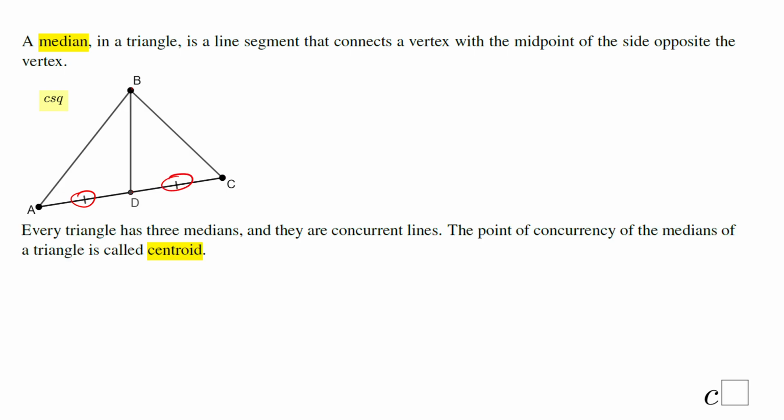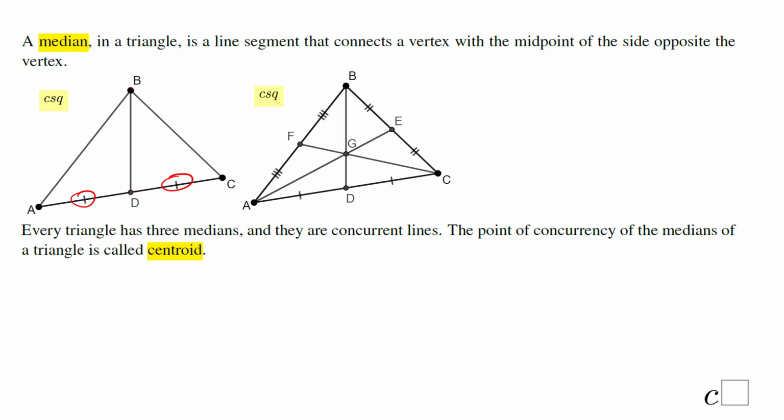In a triangle we have three medians, and all these three medians are concurrent lines. They intersect in a point which is called the centroid. And you notice here, like I said in the other picture, point F is the midpoint, E is the midpoint, D is the midpoint of each side. So that's the reason we call those three medians, and they are concurrent, and the point of concurrency is called the centroid.